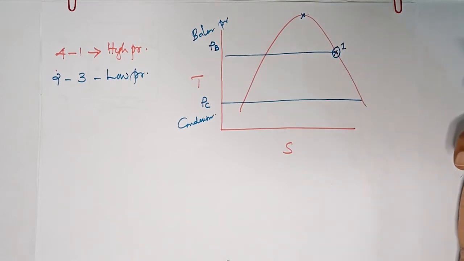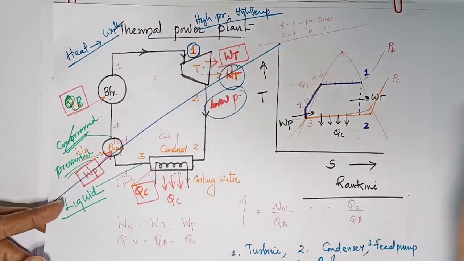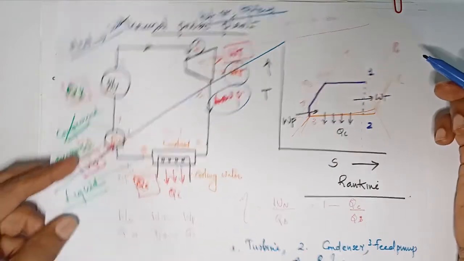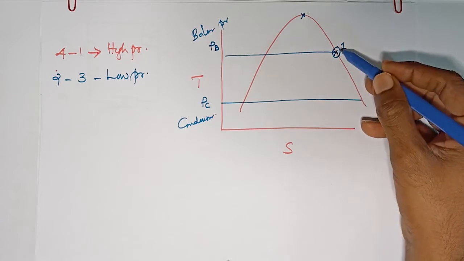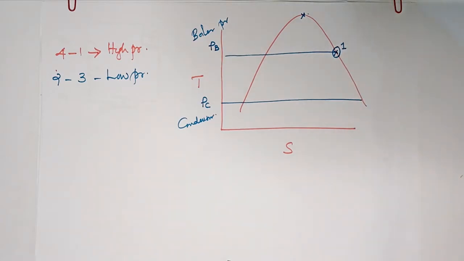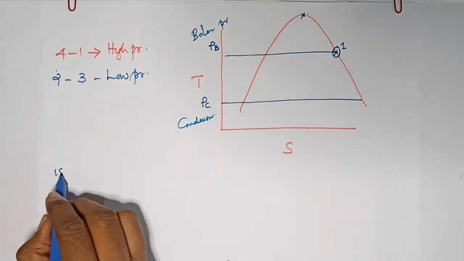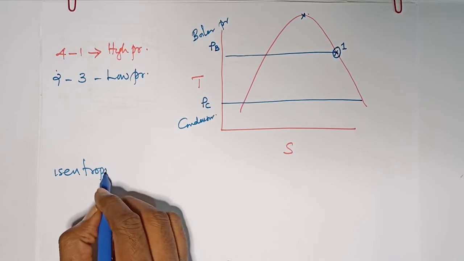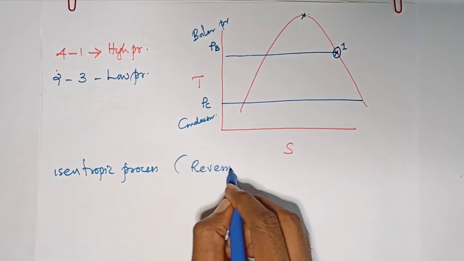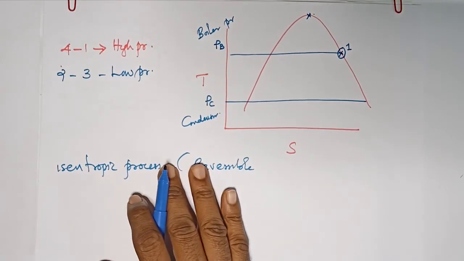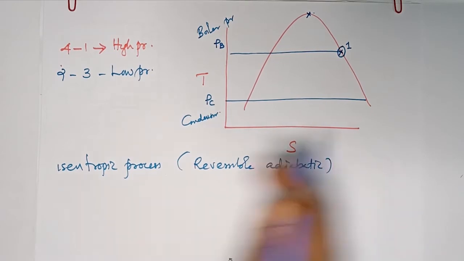So saturated steam is entering into the turbine. There it is expanding. See the expansion from high pressure to a low pressure. From this high pressure to low pressure there can be many processes, but here the process is isentropic process. What is isentropic process? Isentropic process means it is reversible adiabatic process. Okay, reversible adiabatic process.